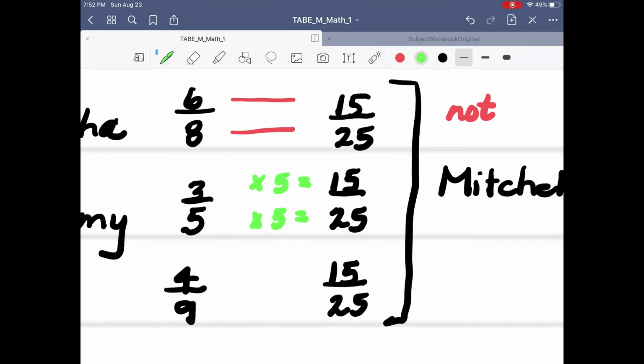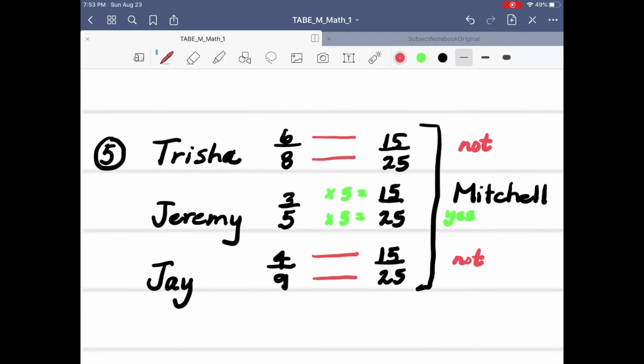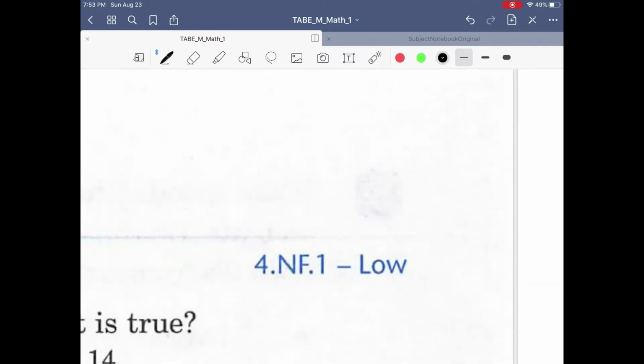3 times 5 is 15. 5 times 5 is 25. This is the one. 4 times something is 15. Can't do it. 9 times something is 25. Can't do it. So the one I'm looking for is Jeremy.